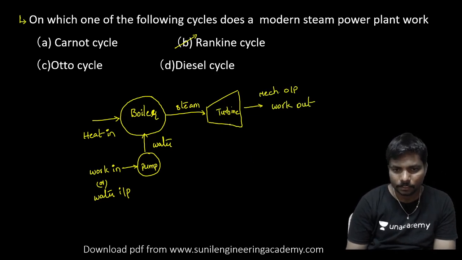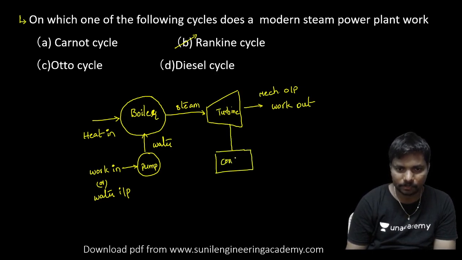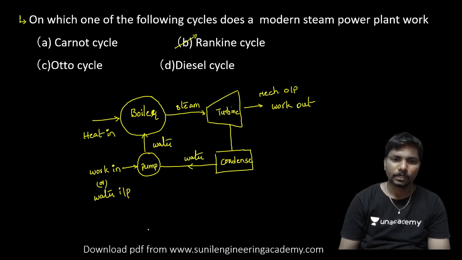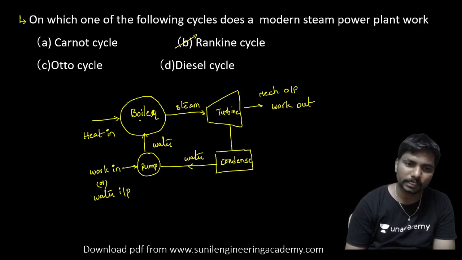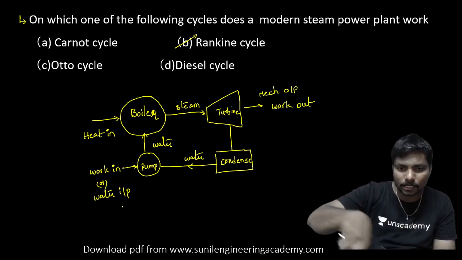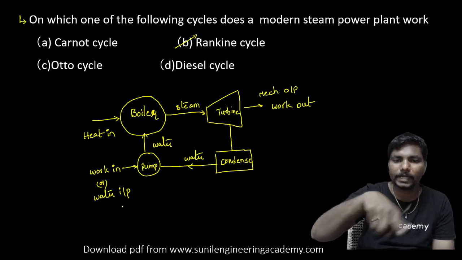Whatever steam exits from the turbine will enter again into the condenser, which condenses that steam and converts it into water. Again it will become water and it will enter the pump. This is a complete cycle. If you are sending the water, you are getting the steam. From that steam, again it will be converted into water. Again that water is sent to the boiler. So this is a complete, repeated cycle.